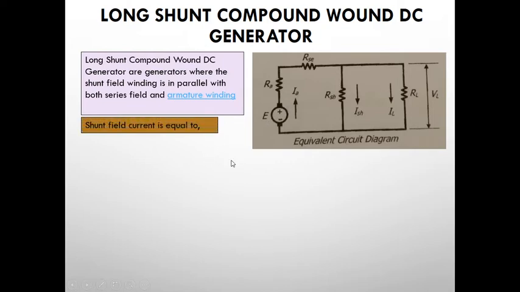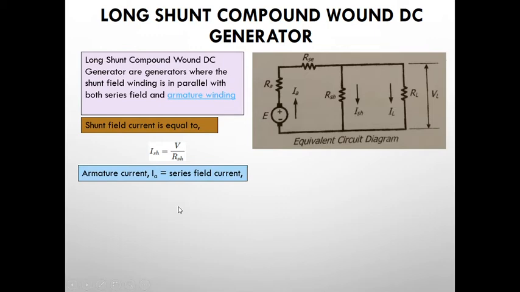The shunt field current, this one ISH, by inspection, since there are no other components here, VL is equal to VSH. So to find ISH, the current across the shunt field is equal to the terminal voltage divided by RSH, since VSH is equal to VL.